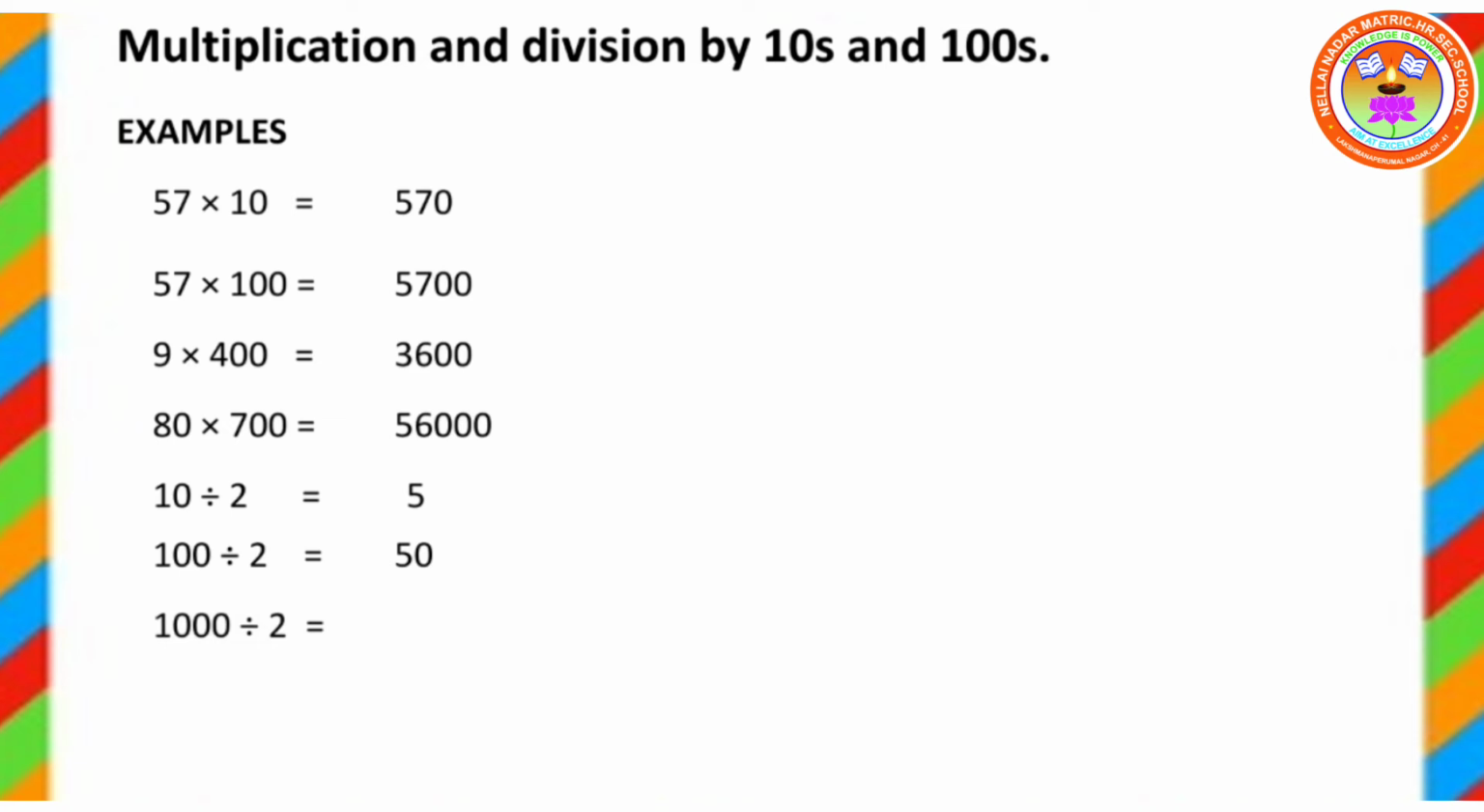1000 divide 2. 10 after extra, how many zeros? Two zeros. 500. 10,000 divide 2. 10 balance, how many zeros? Three zeros. 5,000.